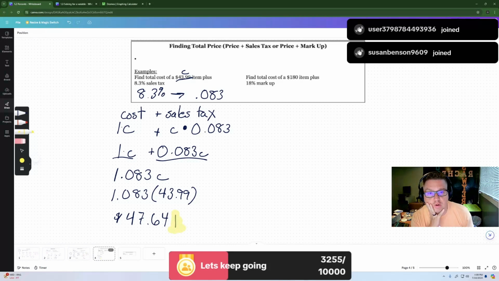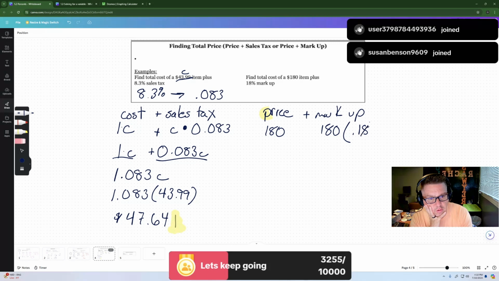Find the total cost of a 180 item plus an 18% markup. So we're doing that same idea. If it were a discount, so price plus sales tax, we did the price plus sales tax or the price plus markup. So once again, we use the lingo that's here, price plus markup. So our price is 180 bucks. Our markup is going to take that 180 and times it by 0.18 because it's an 18% markup.